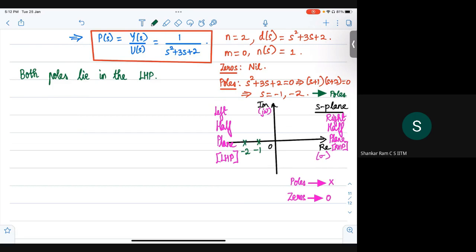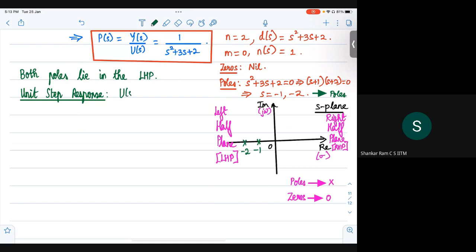Now, having derived the transfer function, calculated the zeros and poles, and plotted them in the complex plane, or the S plane, let us now calculate the unit step response. Any questions till now in this example? All right. Let's go ahead with the unit step response.